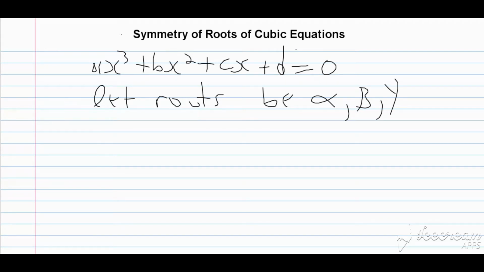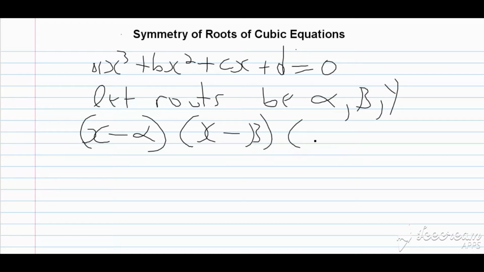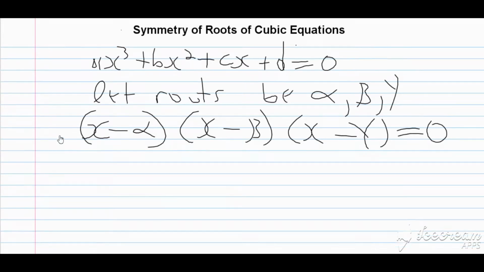And remember, we said once we have roots, we can actually come up with our factors. So my factors would be x minus alpha, x minus beta, and x minus gamma equals 0. All right, so those are the factors. And when you multiply all of them, it actually produces the equation. Now let us try to expand this to see if we can actually get what the equation is.